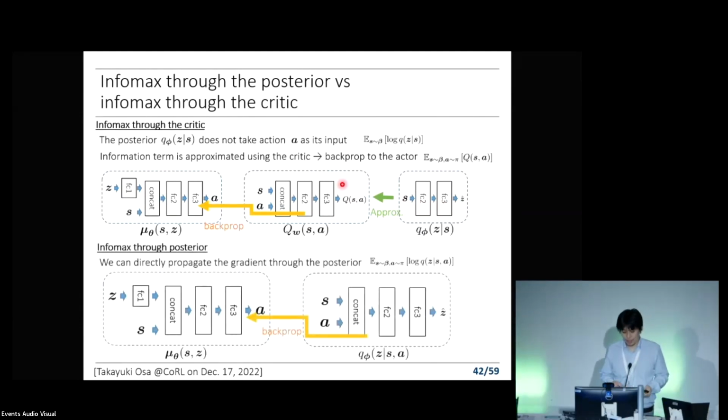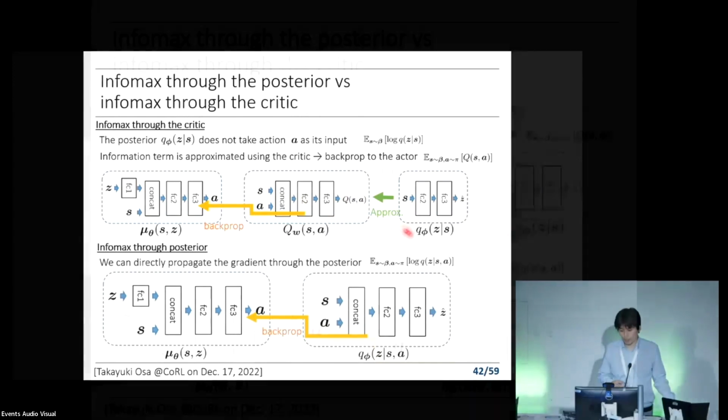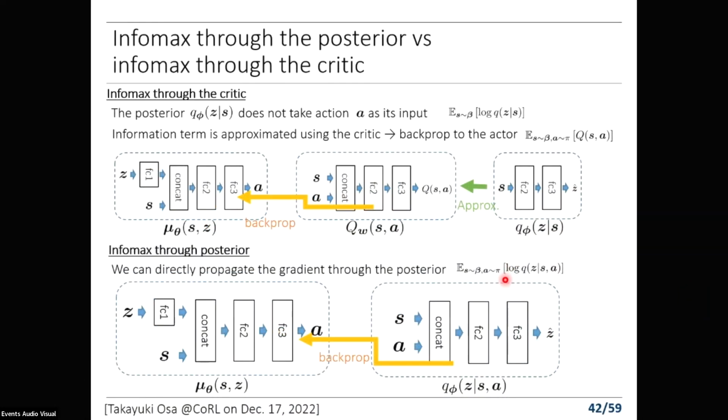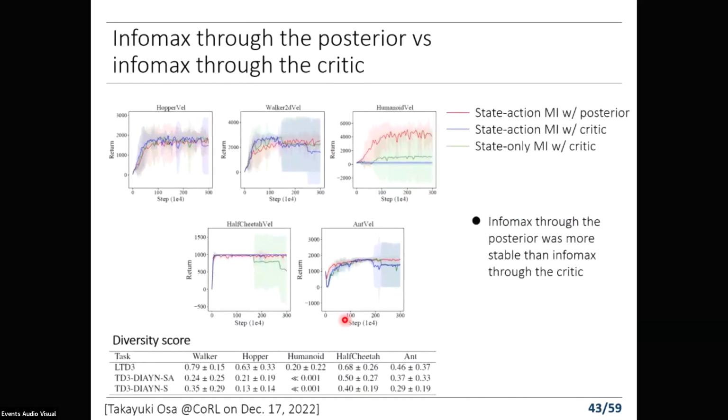However, if we maximize the state-action-based mutual information, the lower bound is given by this, and the posterior actually takes the action as its input. So in this case, we can directly backpropagate the gradient from the posterior to the actor. The difference is that the gradient from the critic is actually biased unless we use a compatible function approximation. However, in the second approach, what we are doing is maximum likelihood estimation, which is unbiased. So in practice, the second method could be more stable.